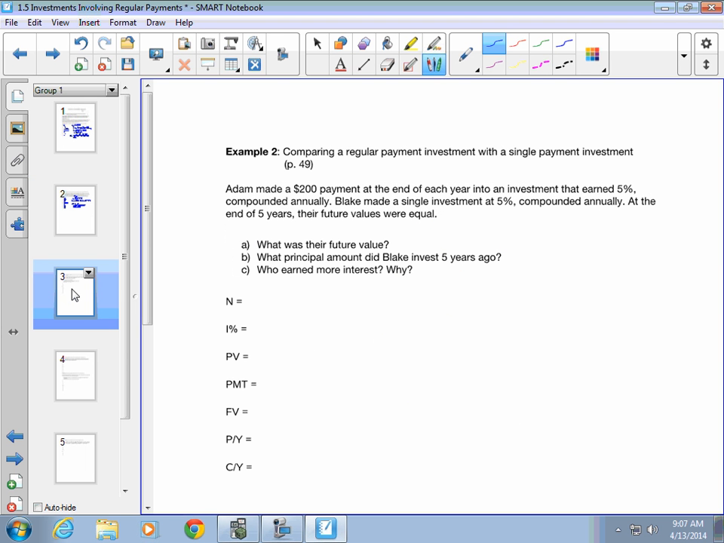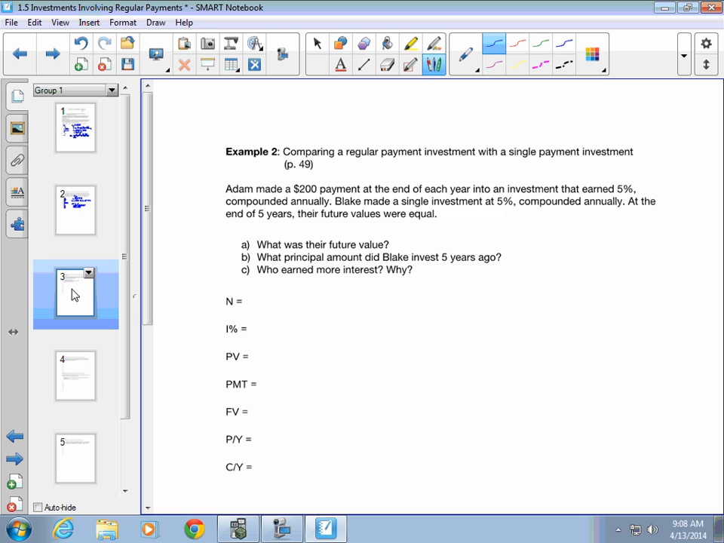Adam makes a $200 payment at the end of each year into an investment that earns 5% compounded annually. Blake, excuse me, made a single investment at 5% compounded annually. At the end of 5 years, their future values were equal. So A, what were their future values?